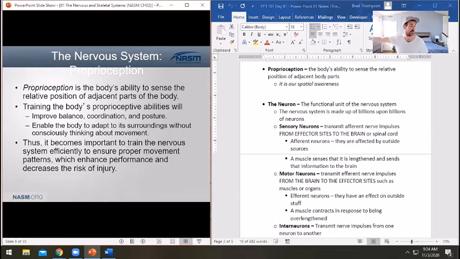I know that my arm's abducted at my side because I'm getting info going back to my brain. Sometimes people oversimplify proprioception. They don't think it's that important of a concept. But when I tell people it's how your brain knows that what is happening is happening, that's a really important concept.